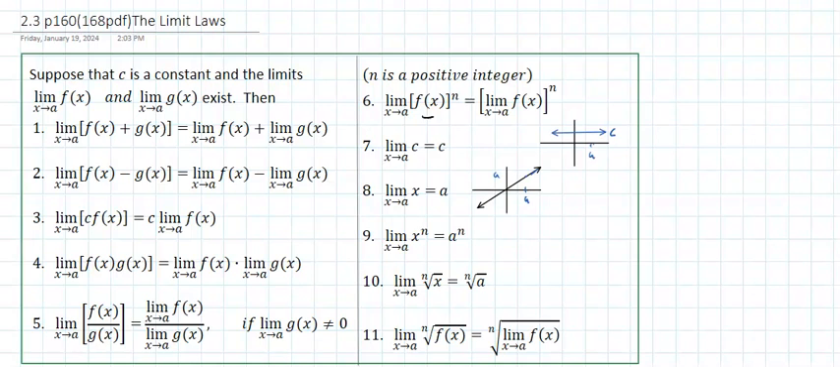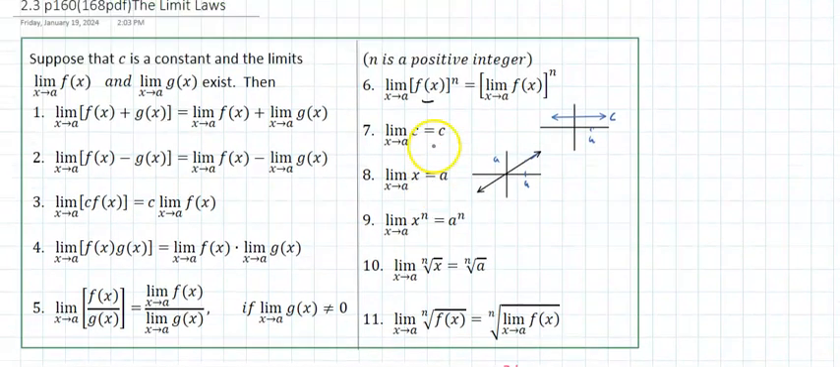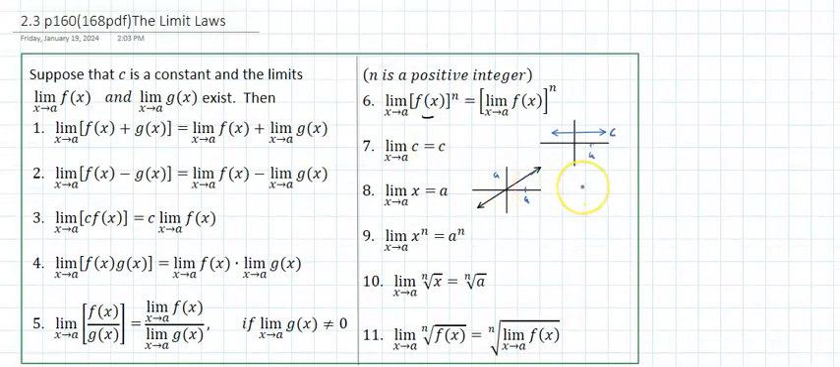Section 2.3 is on page 160 in the book, and 168 if you're using the PDF. It talks about the limit laws. Now, the limit laws are not that complicated, since pretty much you could switch the wording on any type of operation which is allowed in math, other than a limit.